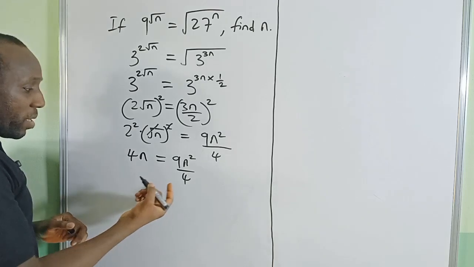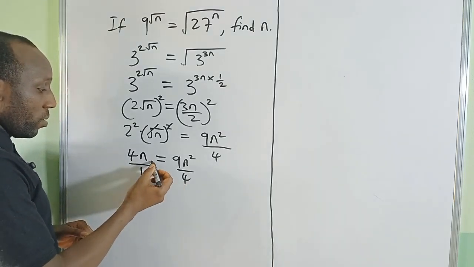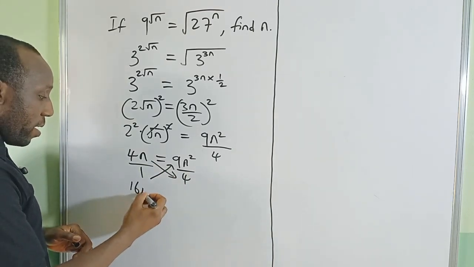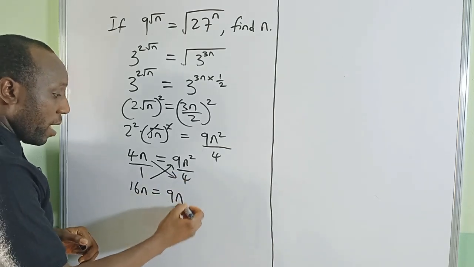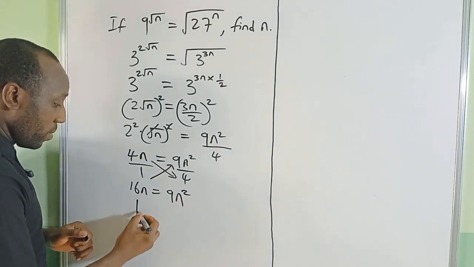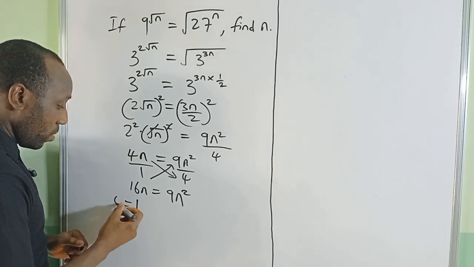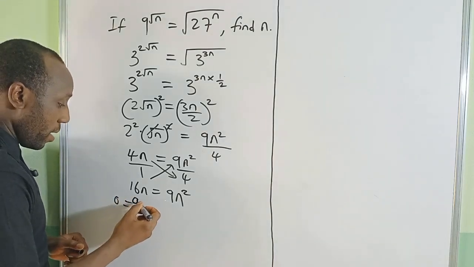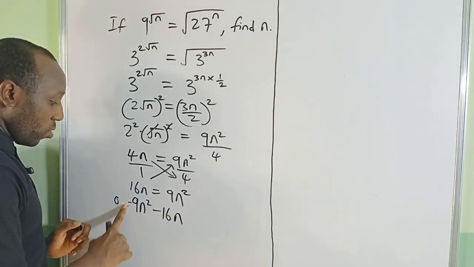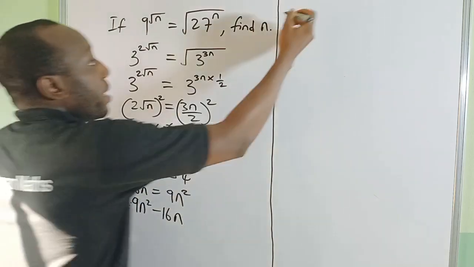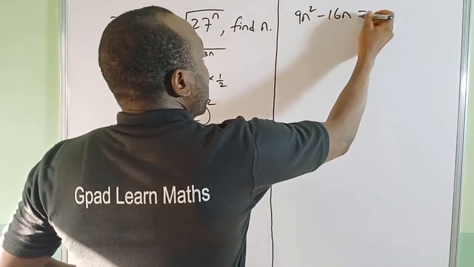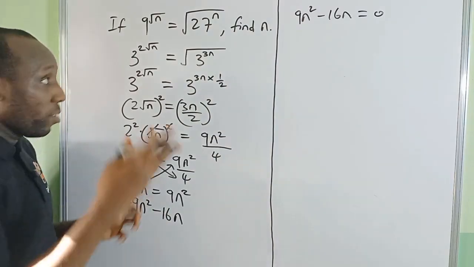So what do we do next? Let me cross multiply. So like this. 4 times 4n is going to be what? 16n, which is equal to what? 9n squared. So let me move 16n to the right hand side. Okay, so it's going to be 9n squared minus 16n. Which can also be expressed as 9n squared minus 16n is equal to what? 0. I just flipped it.